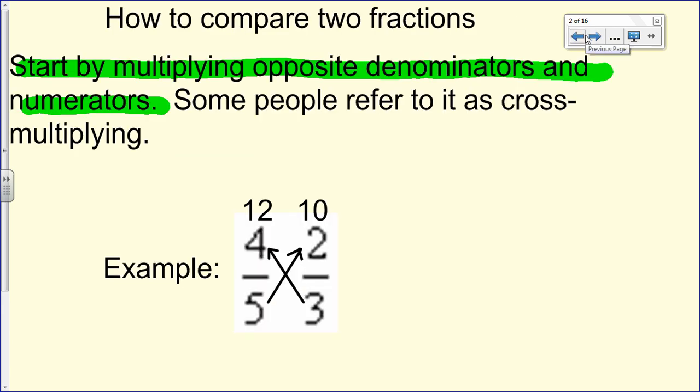When you're comparing two fractions, you want to start by multiplying opposite denominators and numerators. Some people refer to this as cross-multiplying. So here's our denominator on the bottom, and we're going to multiply it by the numerator on the top, and we end up with 10. Here's our denominator, and we're going to multiply it with the opposite numerator, 3 times 4, and our answer is 12.